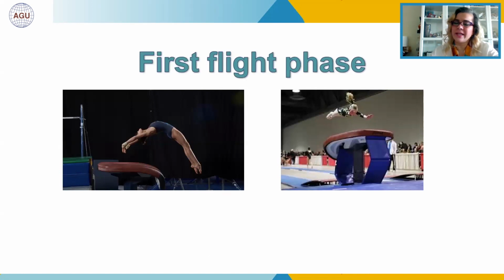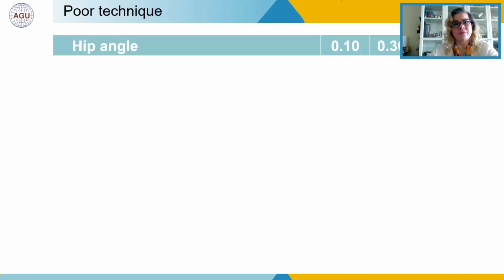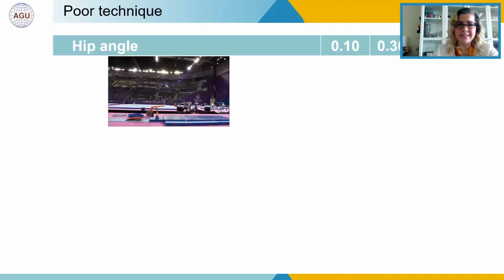we talk first, as it's obvious, about the first flight phase, because we all know that the vault has 3 or 4 different phases: first flight phase, repulsion phase, second flight phase, and the landing phase. So when we talk about the first flight phase, we can talk about the pure technique, which is hip angle, and the deduction either 0.1 or 0.3. Let's see an example.